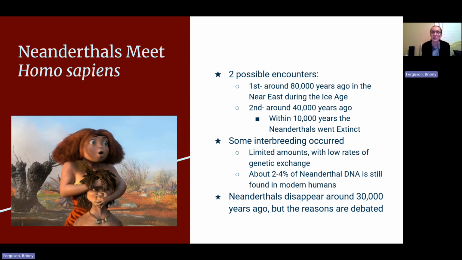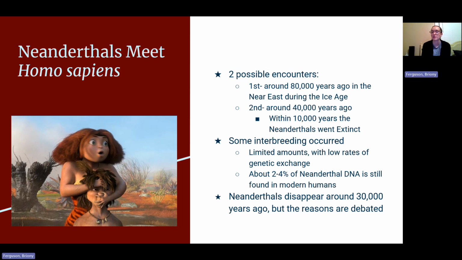But the second encounter was around 40,000 years ago, or 46, 47 if we go by the Bachokiro cave. And within 10,000 years of this, the Neanderthals went extinct. Now, this was not entirely Homo sapiens' fault. Neanderthal population numbers were actually already decreasing before they even had the second encounter with Homo sapiens. But we do know that some interbreeding occurred in pretty limited amounts with low rates of genetic exchange because only about 2 to 4% of Neanderthal DNA is still found in modern humans.